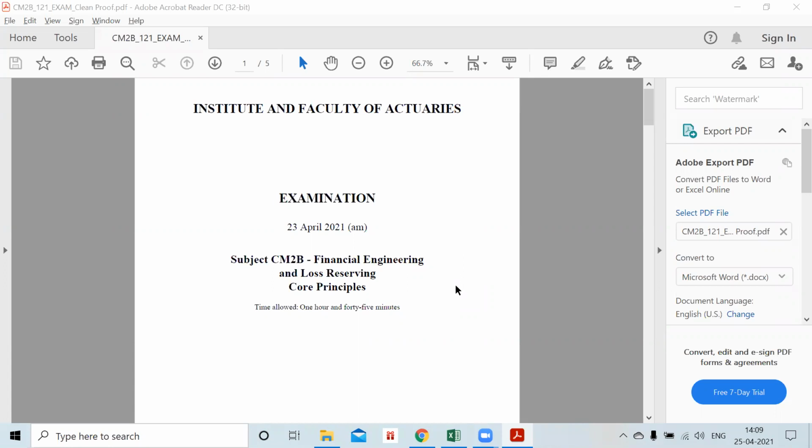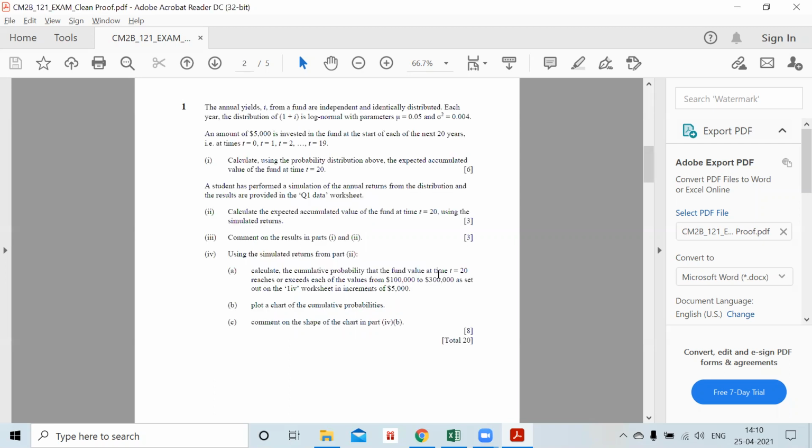The difficulty level of CM2 paper B was moderate, I would say. Two questions were a little bit where you needed to think and two questions were direct. So let's come to the first question. This is again a question from stochastic model of interest rates.